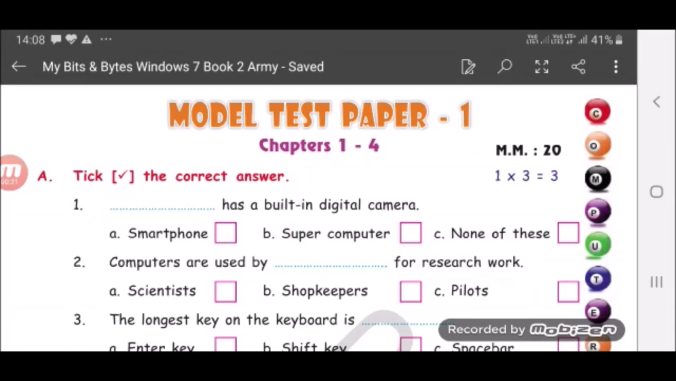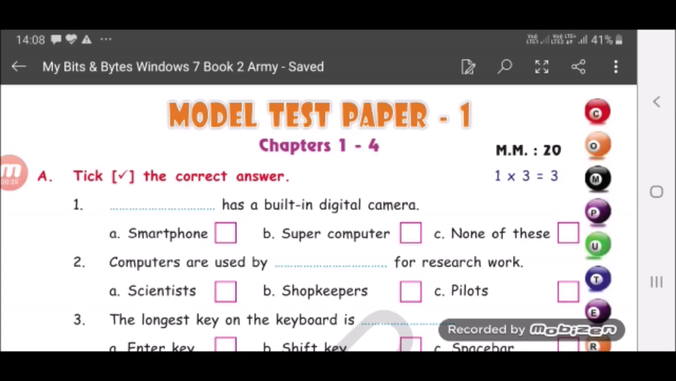Dash has a built-in digital camera. Smartphone, supercomputer or none of these. So smartphone has a built-in digital camera. Correct? Jisse aap camera se photo khichte ho, wo smartphone mein hota hai, supercomputer mein nahi hota hai.